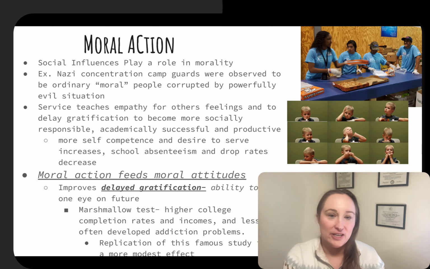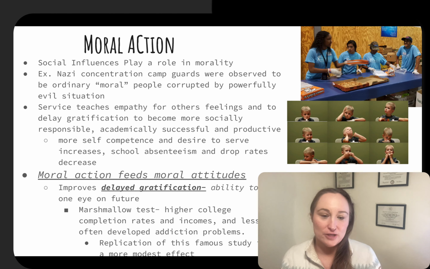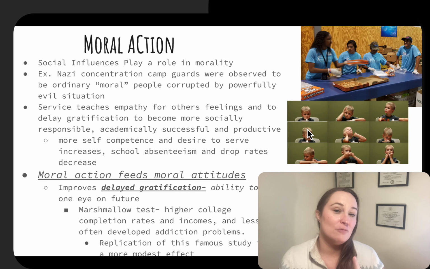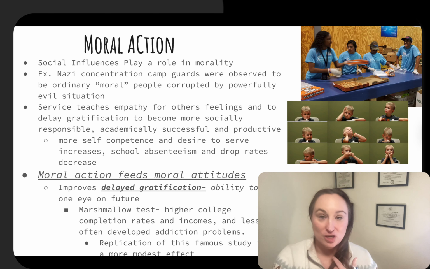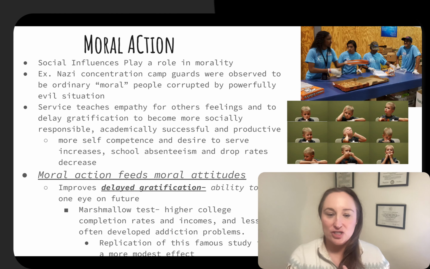There's also a connection here, not only with these different outcomes, but also with delayed gratification, that it can improve delayed gratification. There's a famous study, the marshmallow test. You get one marshmallow, I'm going to leave the room for X amount of minutes. If you don't eat the marshmallow, by the time I come back, you get two marshmallows. But if you eat the one, right? And so the person leaves the room. The kids that delayed gratification, in longitudinal studies, it was shown that they had higher college completion rates, higher incomes. They were less likely to develop an addiction problem.